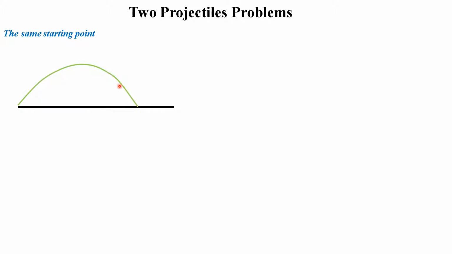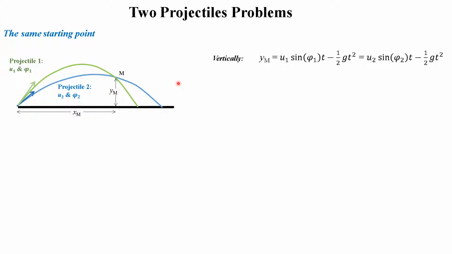Two projectiles problems. Now we assume that there are two projectiles projected from the same point at the same time. In the first case, we assume that they are projected from the same starting point: projectile 1 with u1 and phi 1, projectile 2 with u2 and phi 2. And then we assume that they meet or cross at point xm and ym. So let us see if this can be possible in reality.